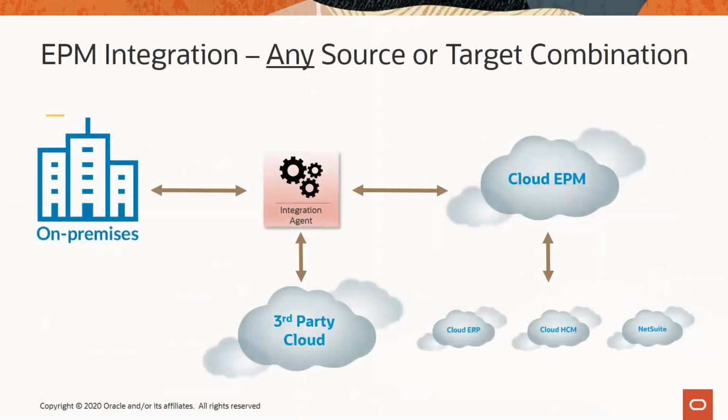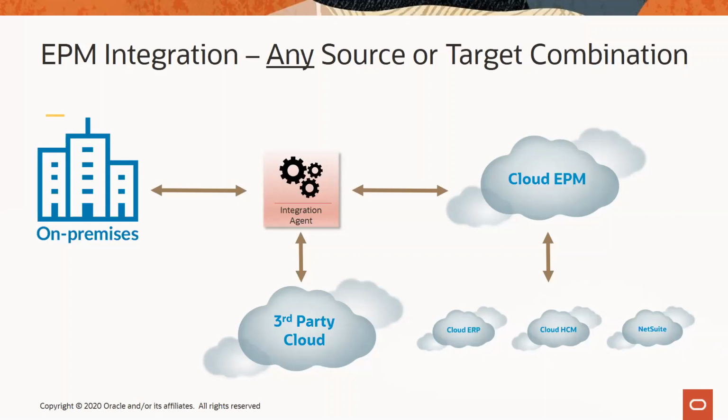Another nice thing that we just released is the integration agent. In the past, it was hard to connect the cloud directly to on-premises sourcing, as well as other third-party cloud applications. So right now, the view of how we connect into the EPM Cloud is pretty simple. You've got on-premises systems, you've got third-party cloud, plus you've got other Oracle-branded cloud applications like ERP, HCM, NetSuite, et cetera.